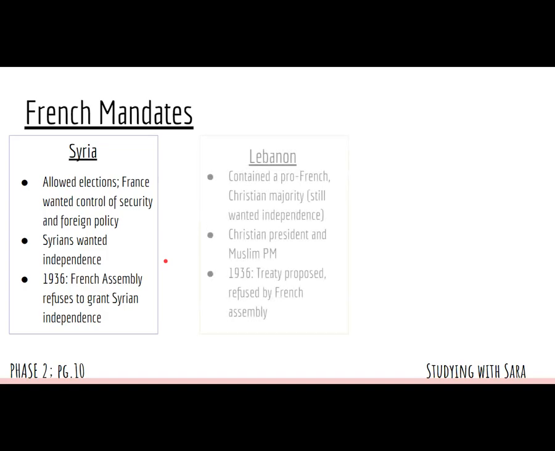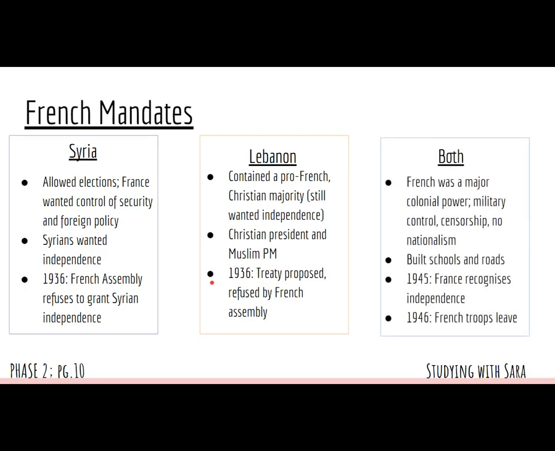France also had control of Lebanon, which, in comparison to Syria, was slightly easier to control as it had a Christian majority and attempted to maintain a balance as the roles of those in power were split between different religions. For example, there was a Christian president and a Muslim prime minister. Despite this, Lebanon also wanted their independence. However, like Syria, their treaty was refused in 1936.